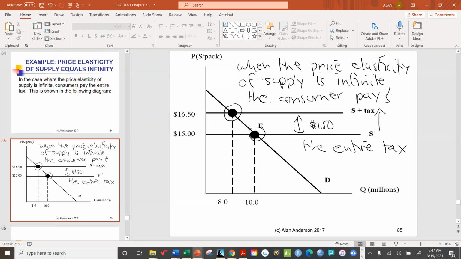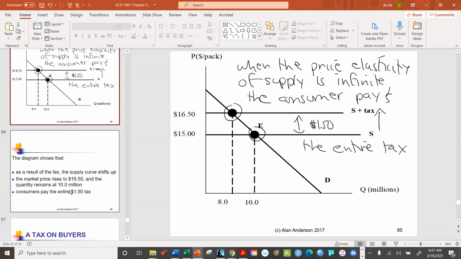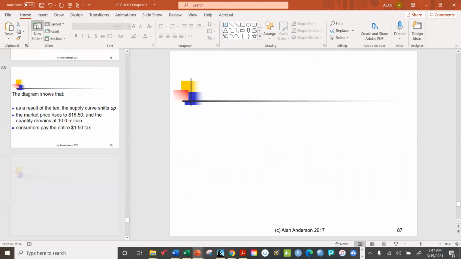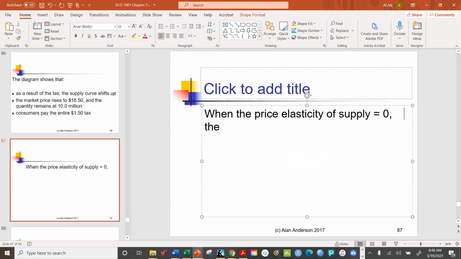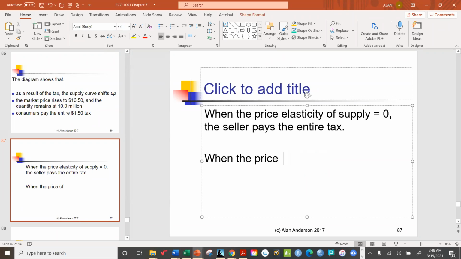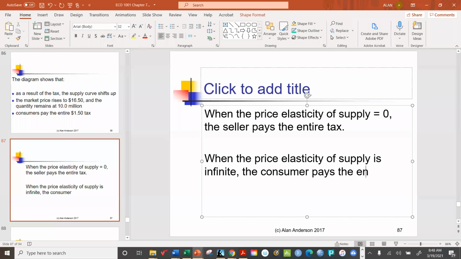All right, so then again, we can summarize this with a chart. Basically, the bottom line here is, let's summarize these. When the price elasticity of supply equals 0, the seller pays the entire tax. When the price elasticity of supply is infinite, the consumer pays the entire tax.